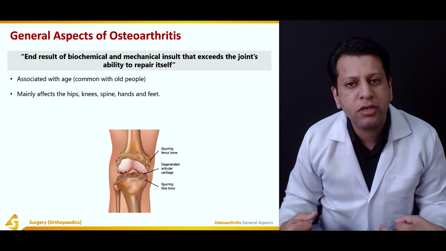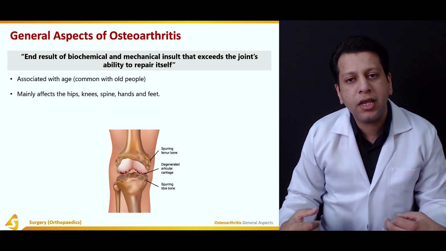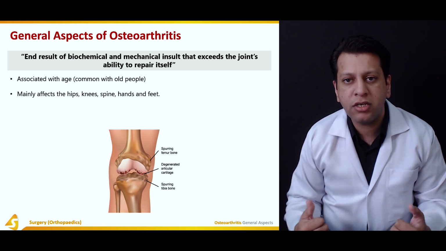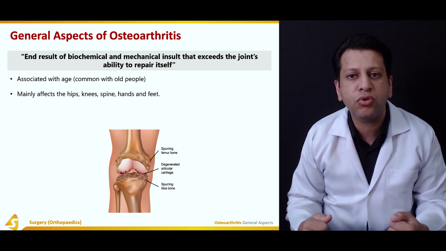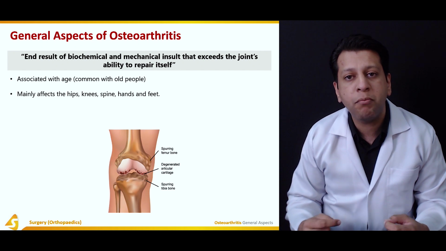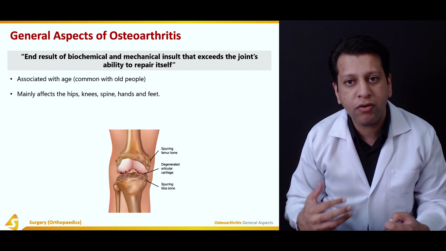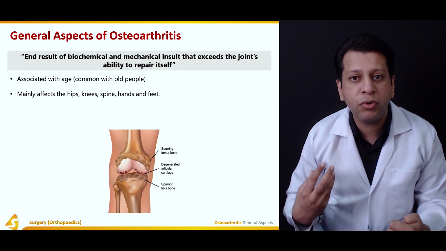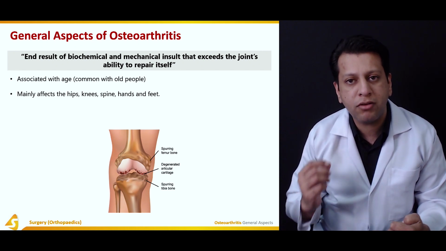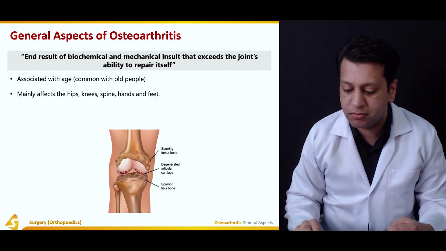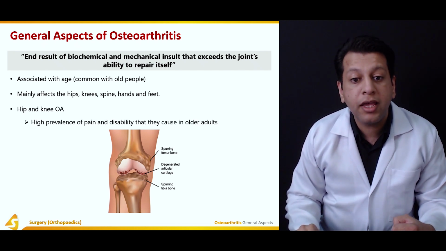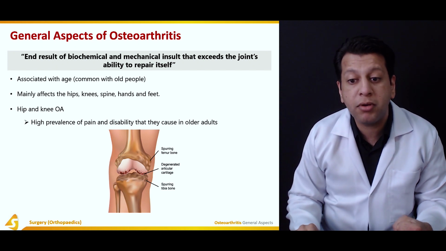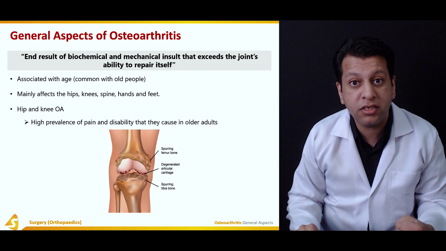But why does it also occur commonly in the hand? Because we do most of our work with our hands. Hand osteoarthritis is especially common in patients who have been working a lot with their hands, or have been manual laborers completing day-to-day tasks involving hand movements. Hip and knee are the most common, and they cause a high prevalence of pain and disability, especially in older adults.